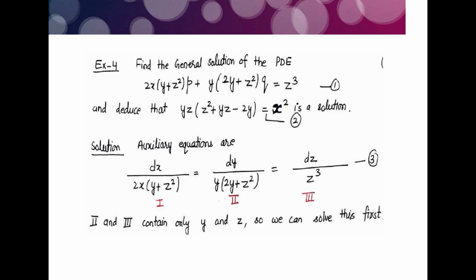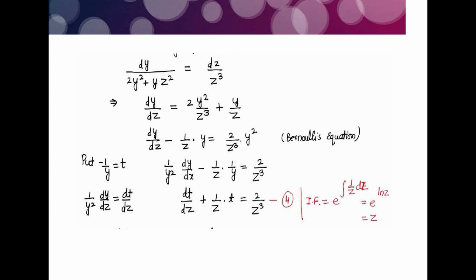See the second and the third ratio. We have only two variables, y and z, so we can solve these two. Start with second and third. Now this is a first order ordinary differential equation. You can solve it again by any of the techniques, checking the exactness, Leibniz. Here I am writing this equation in terms of Bernoulli's equation, given by the third equation on this slide.